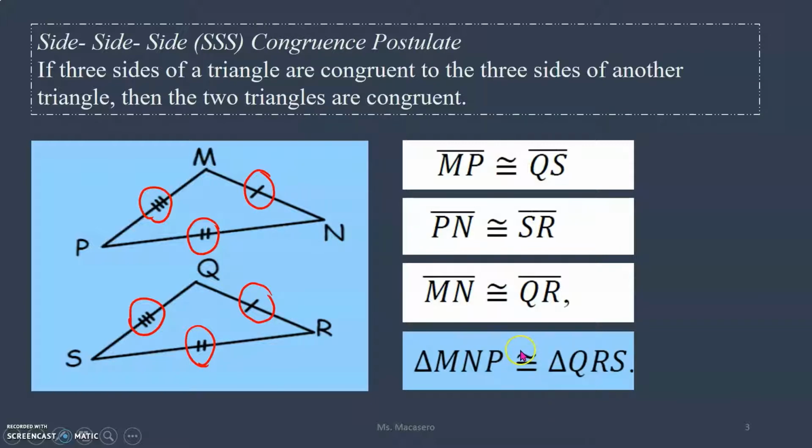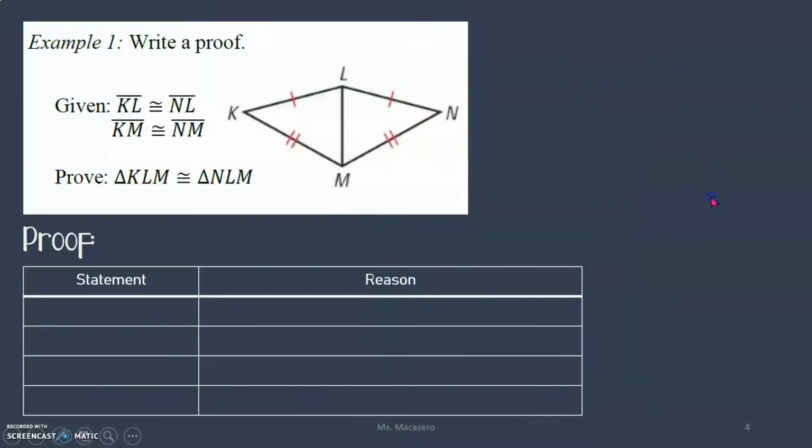Okay, so this congruence postulate is pretty easy. All you need to remember is side-side-side. If three sides of a triangle are congruent to the three sides of another triangle, then the two triangles are congruent. Now let's have an example.